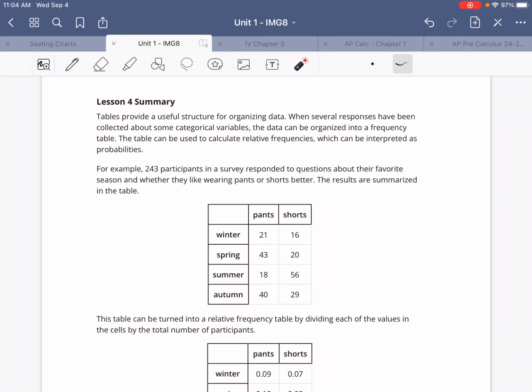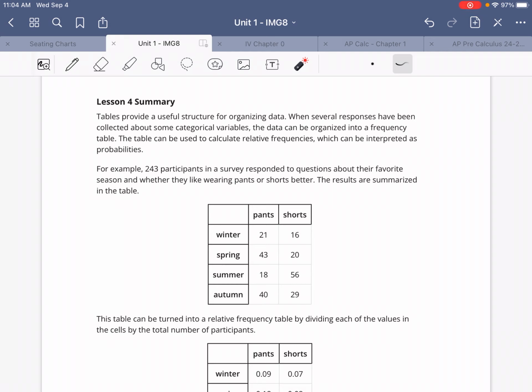What this table is saying is that out of 243 people who responded to the survey, there were 21 who said they prefer pants and winter. There's 20 that preferred shorts and spring. So again, two-way tables. We have two criteria that we're looking at, and we organize our data according to both categories at the same time.